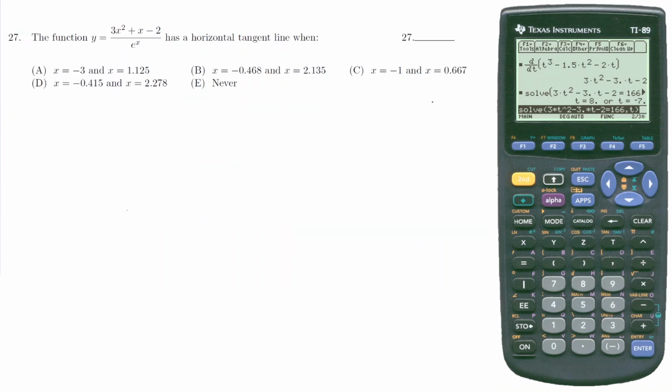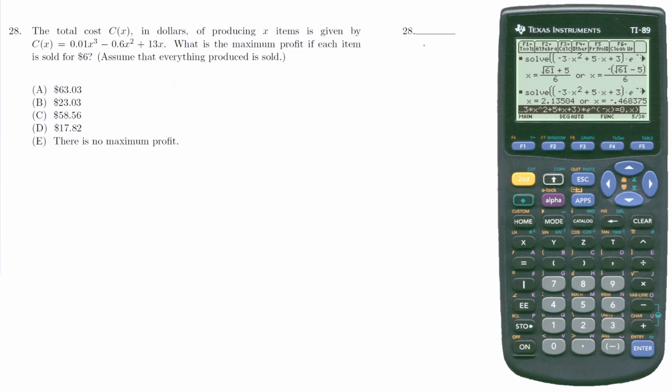Next, 27. The function has a horizontal tangent line. In order for us to find the horizontal tangent line, we just have to find the first derivative. Watch for the parentheses. 3x squared plus x minus 2 over e to the x comma x. Find that derivative, and then we set that equal to 0 comma x, boom. And obviously we need to use the diamond to find the real answer, so it's 2.135. So here we are dealing with the answer B.